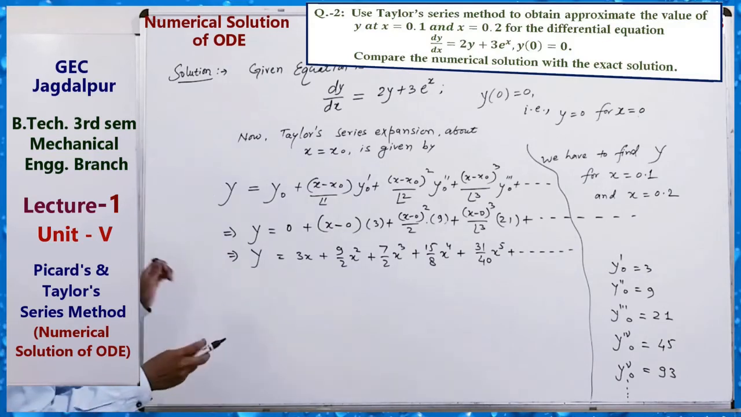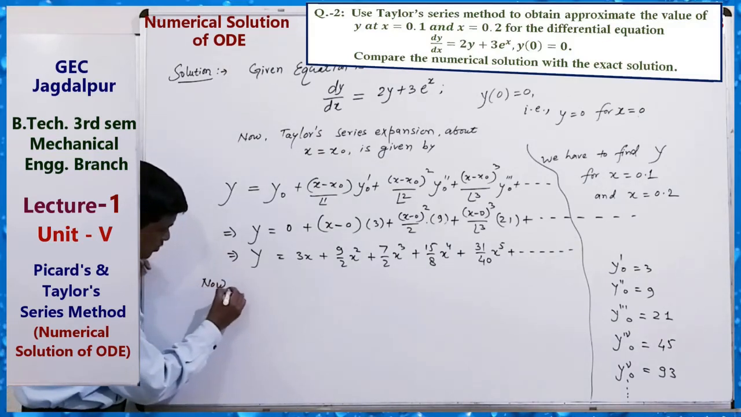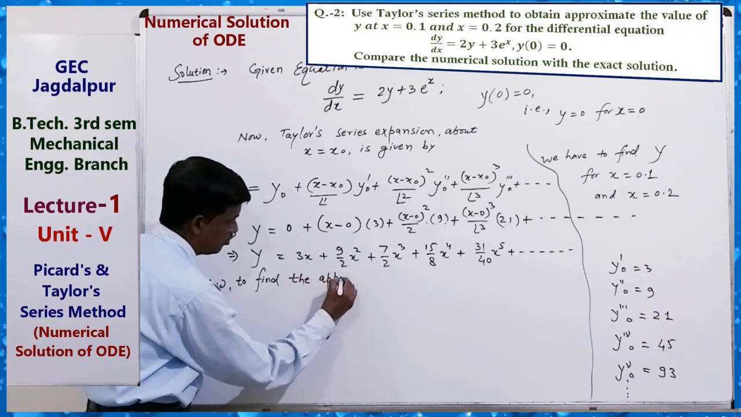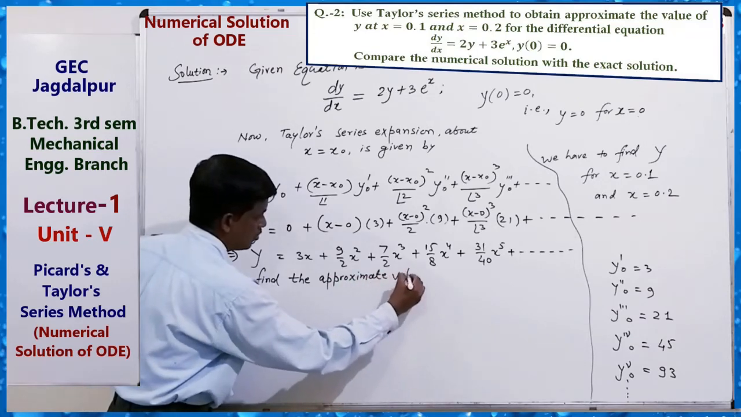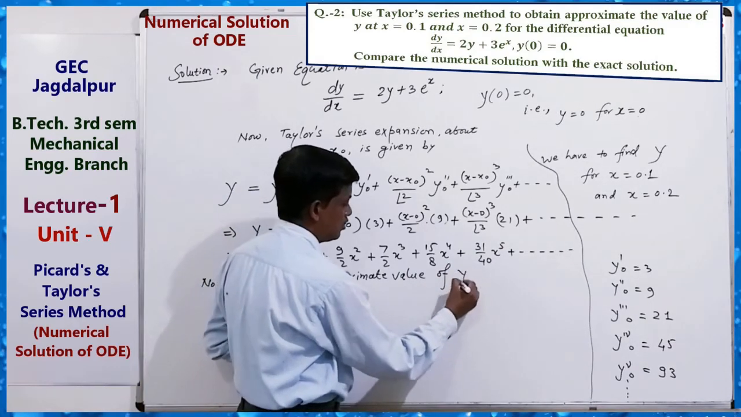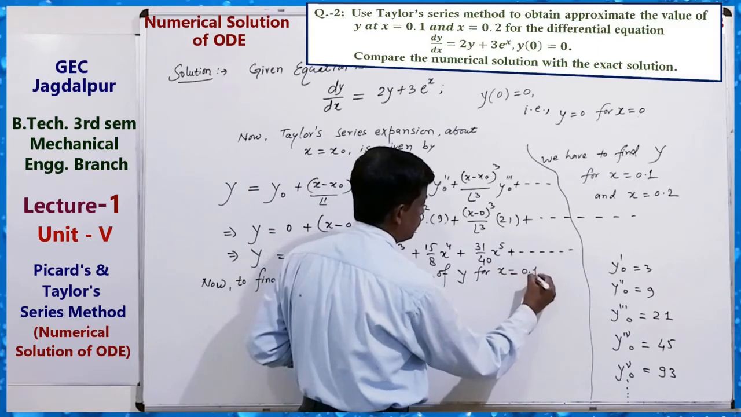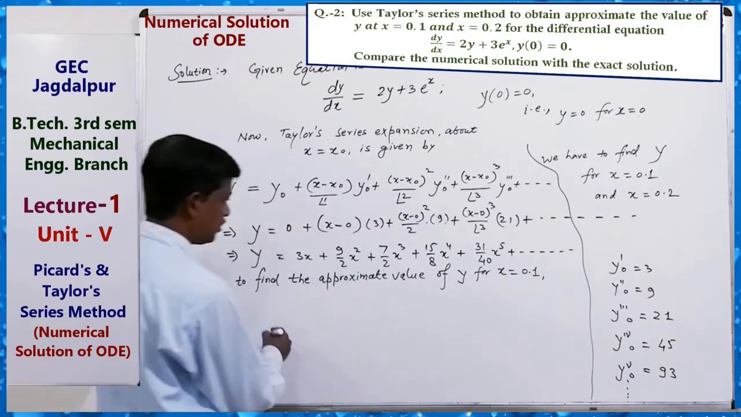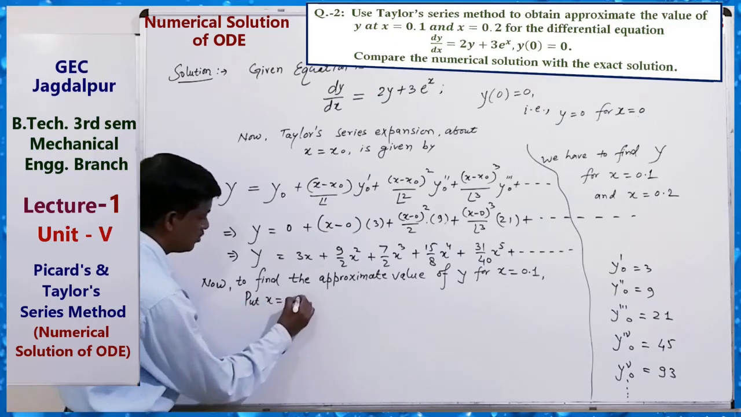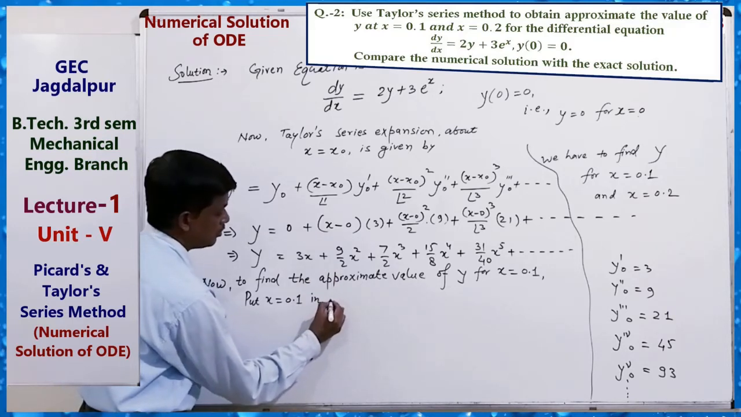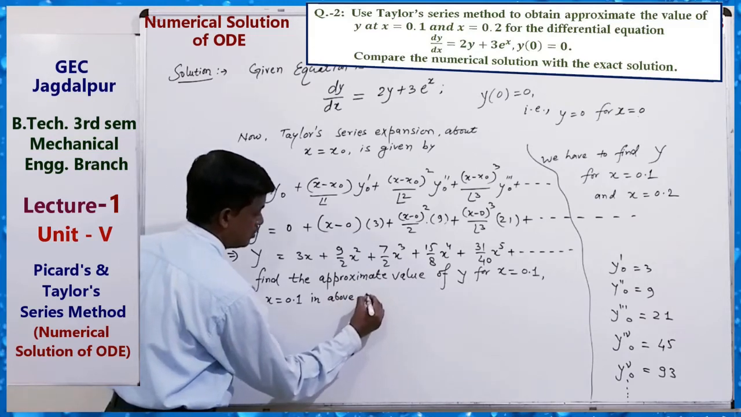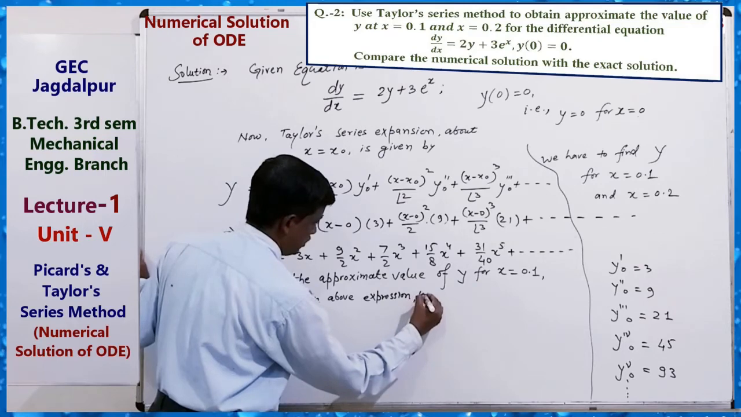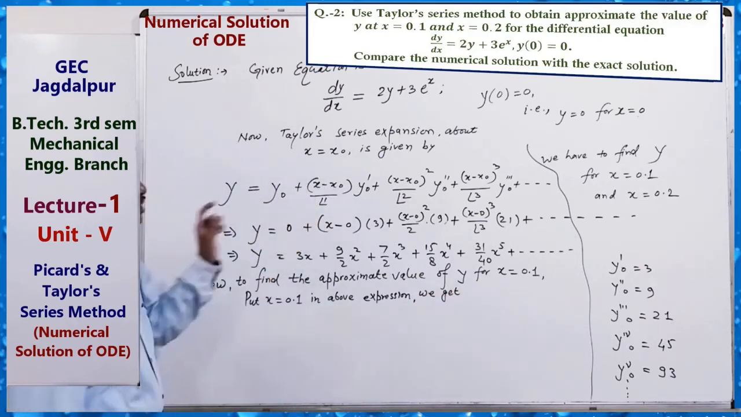now just write here: to find the approximate value of y for x equals 0.1, put x equals 0.1 in the above expression. We get, just here, put x equals 0.1.